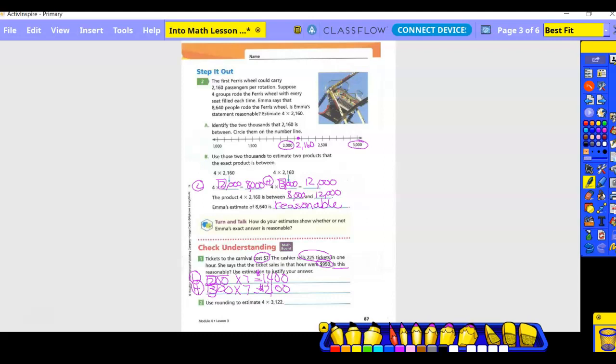So is $950 a good estimate? Our low end is 1,400 and our high end is 2,100. Is $950 a good estimate? No, it's too what? It's too low. So, no, because $950 is too low.